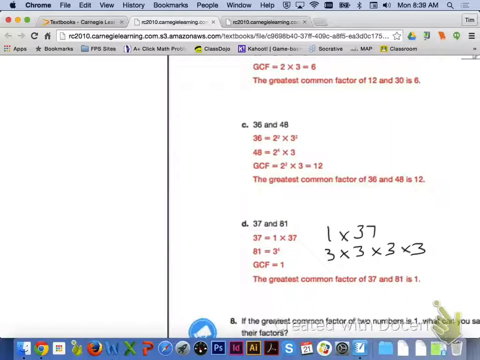And finally, if I take a look at letter D, the prime factorization for 37 is 1 times 37. And for 81, 3 times 3 times 3 times 3. You can see that there are no factors that these two numbers have in common other than the number 1. So 1 is going to be the GCF for 37 and 81.